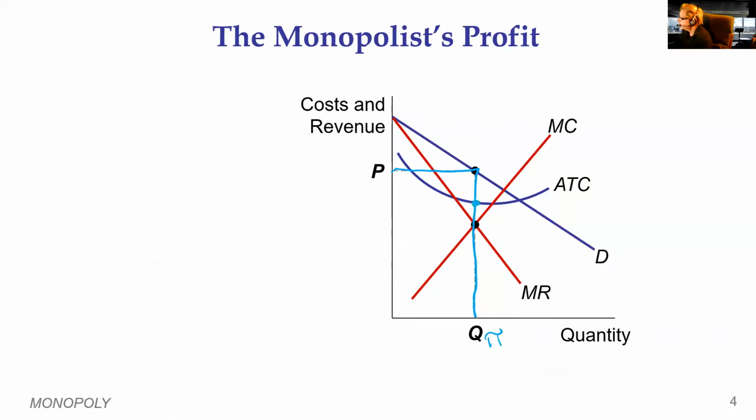Now, just like we did in a perfectly competitive market, we can look at that bottom portion. This rectangle, and let me highlight that for you, would be the amount of profit that the monopolist gets. We're going to see why it might actually be more than that later on. But again, this sets a baseline for what we look at in a monopoly.